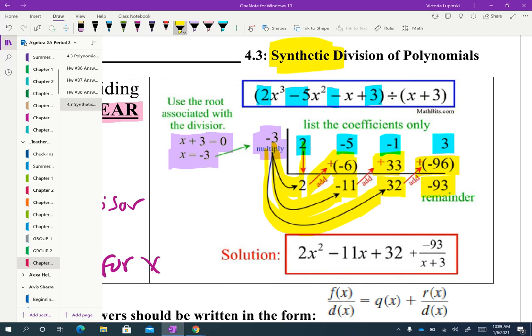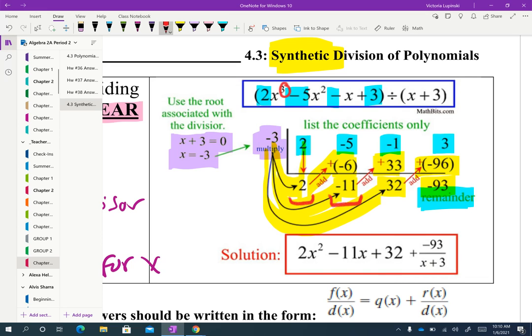Once you've done all that work, you now have to take a look at the values in the bottom row, and you have to rewrite that as a polynomial. So whatever is in the final slot is always, always, always going to be the remainder. And then the other rule is whatever value of the exponent you start with, in this case 3, your answer is always going to start 1 less. So because this problem started off as a cubic, you're going to take the first coefficient of 2, and you're going to go to the 1 less power, which would be x squared.